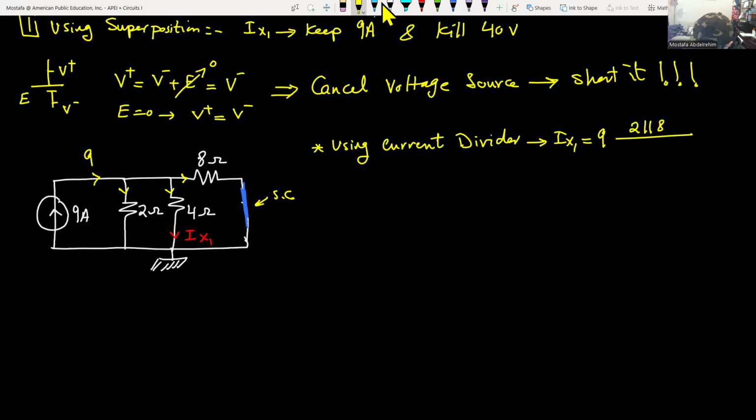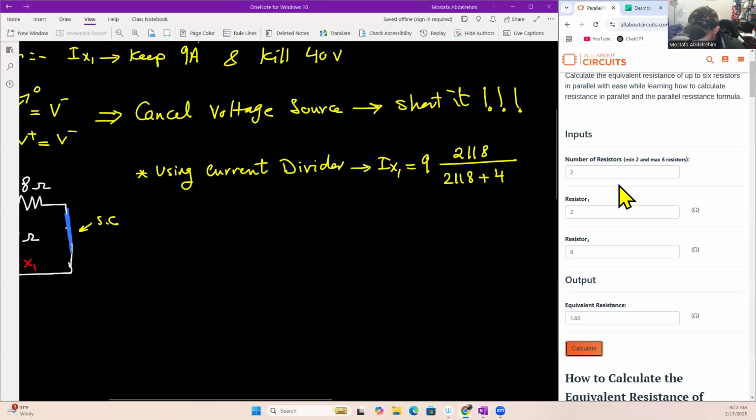Okay, divided by the 2 parallel with 8 plus 4 ohm. So we need 2 parallel by 8. We can determine this using our parallel resistor calculator. I'm going to show it to you right now. Here we have 2 resistances: one is 2 ohm, the other one is 8 ohm. We press calculate. It's 1.6. Okay, so IX1 equals 9 multiplied by 1.6 divided by 1.6 plus 4.